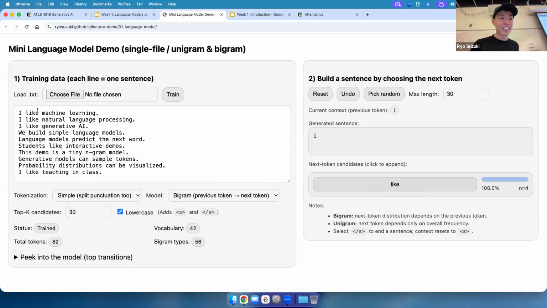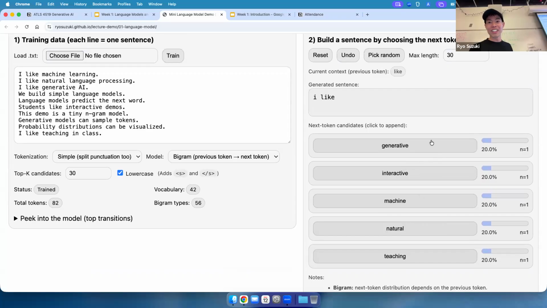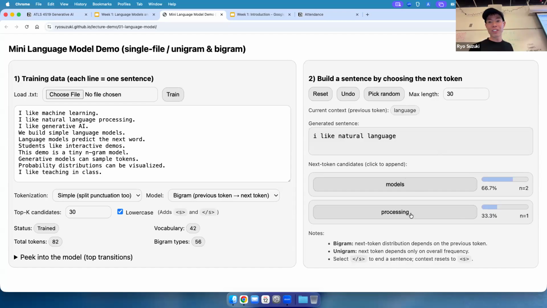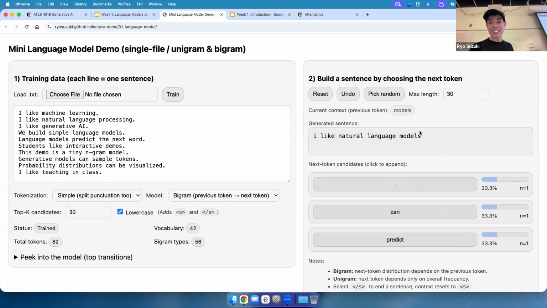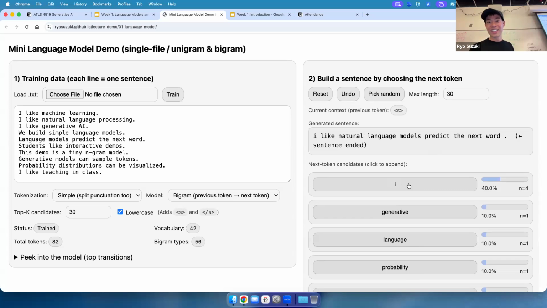If you pick "I", then the probability is 100% with "like". And then next is generative, interactive, machine, and I pick random words: machine learning, and over. If you pick natural language models or processing, and models can predict the next word. So this is the sentence: I like the natural language model predicts the next word. Again, this is not grammatically correct, but you can actually try to play with it.